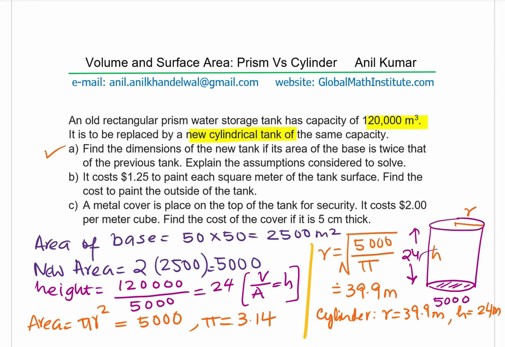For the 24 meters, we did a shortcut, right? We said half of previous. Perfect, since the area is double. So with that in mind, we have height of 24 meters and radius of 39.9. We'll answer the rest of the questions on the next page.